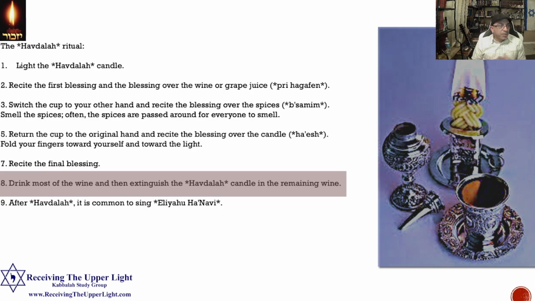Then after that, we drink most of the wine and then extinguish the Havdalah candle with the remaining wine. Why do we extinguish the Havdalah candle with the wine? It's because there's some mystical significance in it. It symbolizes the interplay of what are called spiritual forces and the balance between these different elements, fire and water. And you may say, wine has alcohol. Yeah, but it's mostly water, right? It's also signifying the aspects of holiness and mundane, and the transition from the sanctity of Shabbat to the weekdays.